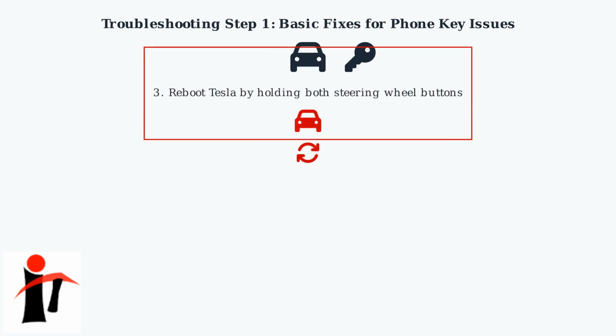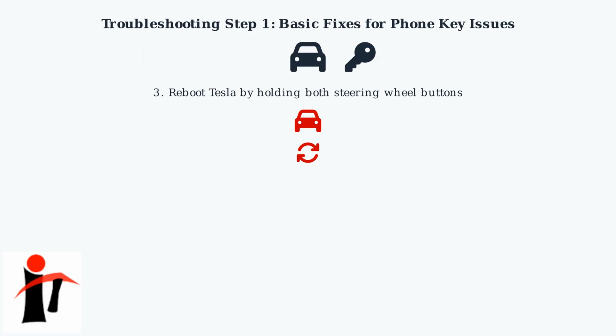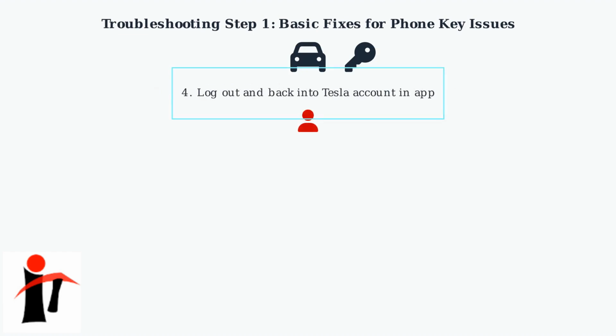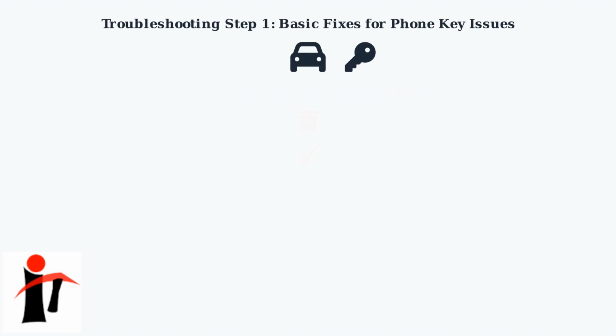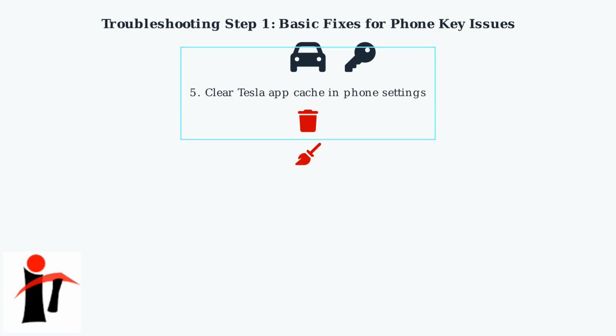Third, reboot your Tesla vehicle. Hold down both steering wheel scroll buttons until the screen goes black, then release. Fourth, log out of your Tesla account in the app, then log back in. This refreshes your connection. Finally, clear the Tesla app's cache. Go to your phone's settings, find the Tesla app, and clear its cache data.